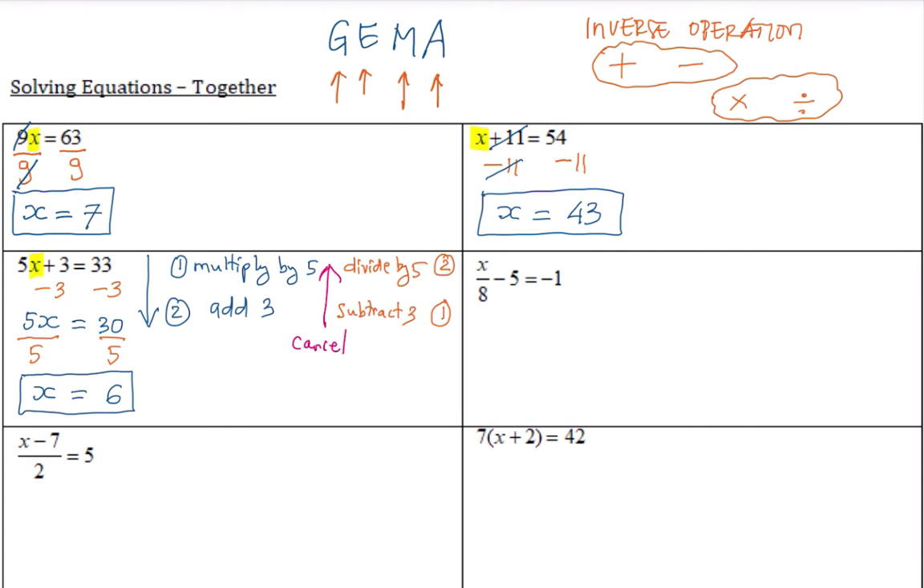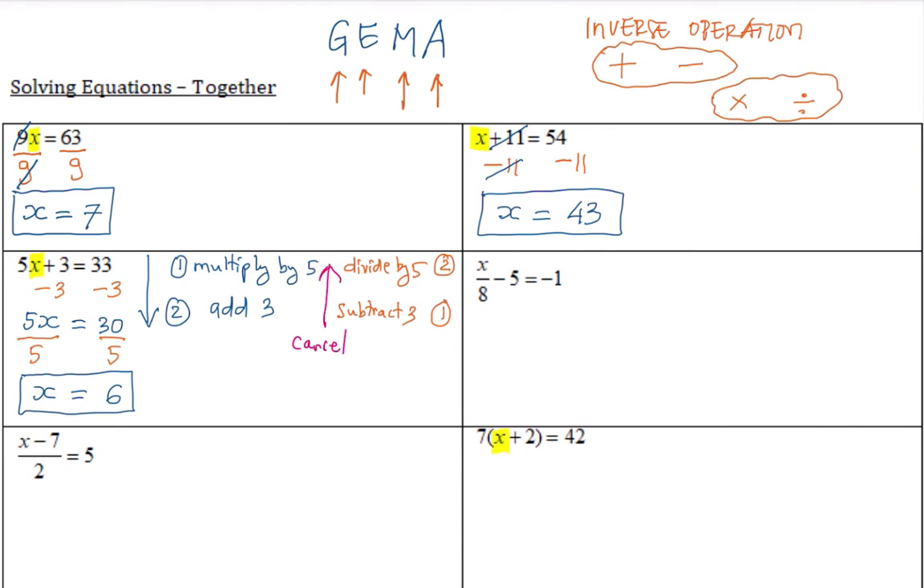So I'm going to jump to this question here. It's also a 2 steps kind of equation. And then let's have a look. I highlight my variable x there.